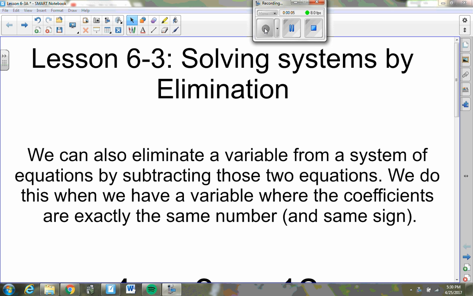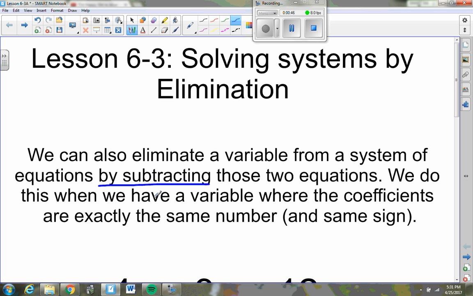Welcome to part 2 of your video on lesson 6.3. We're going to continue our discussion of solving systems of equations using the elimination method. So we looked in our last video at what it looks like to eliminate a variable from a system of equations and when it's very easy to do that. In the last video we looked at adding two equations together. In this video we're going to do the same thing, but we're actually going to subtract the two equations, every piece of those two equations from each other, instead of adding them together. We're going to do it by subtraction, okay?